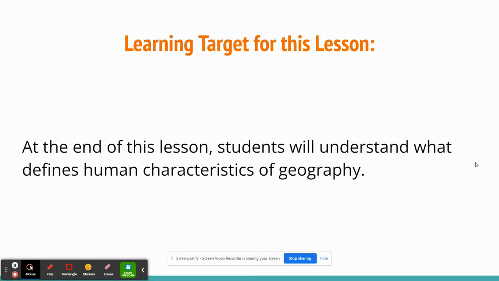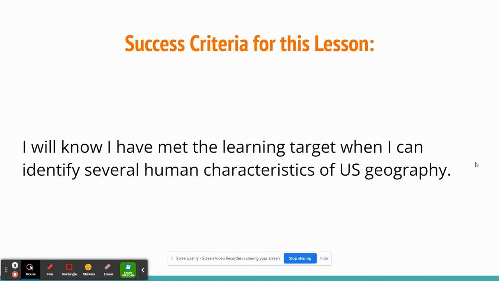Our learning target for this lesson: at the end of this lesson, students will understand what defines human characteristics of geography. So we'll learn about what those are exactly. Success criteria for this lesson: I will know I have met the learning target when I can identify several human characteristics of US geography. So you'll be able to name and identify some of those when you get to the questions at the end.